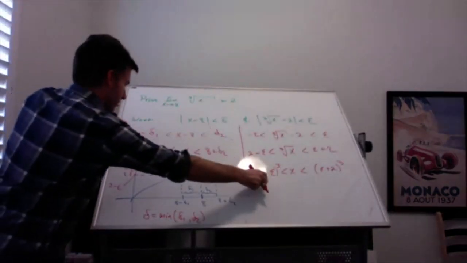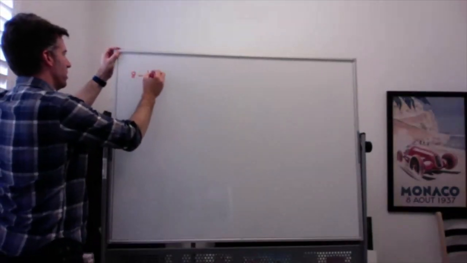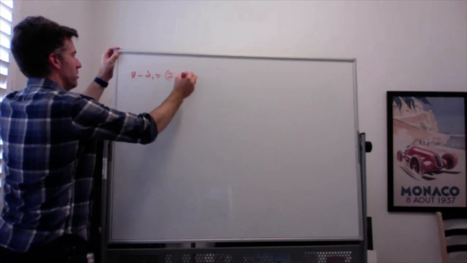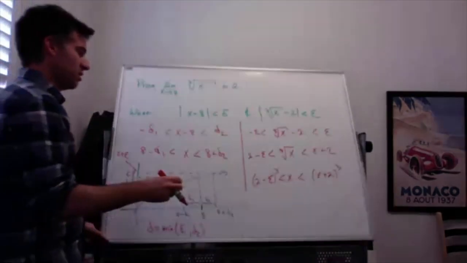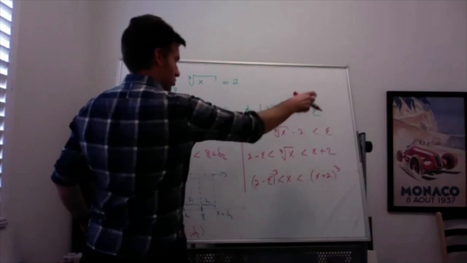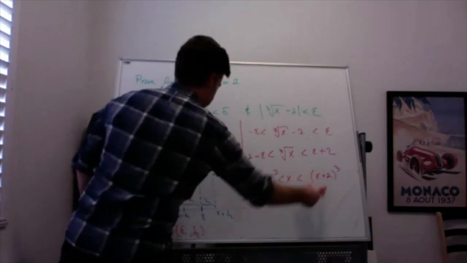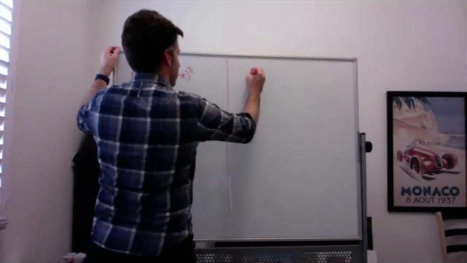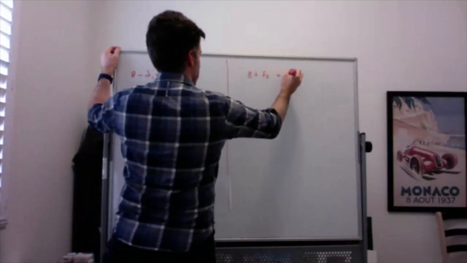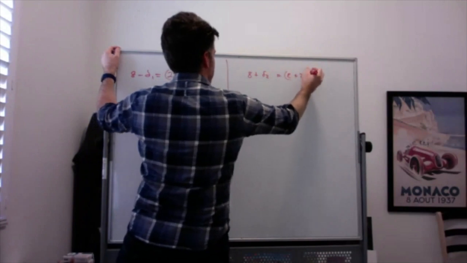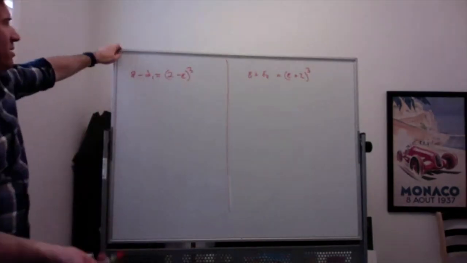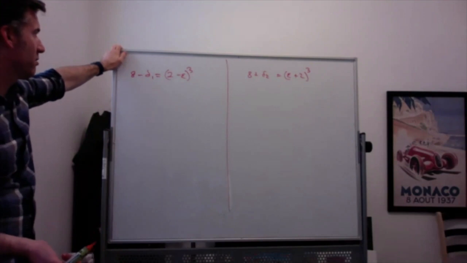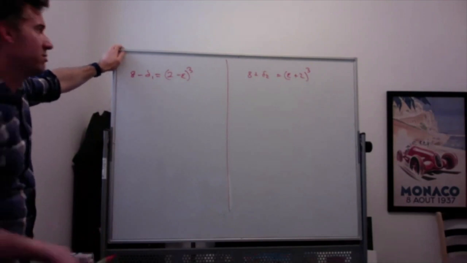So I already found this right then. So we're setting this equal to that. So 8 minus delta 1 equals 2 minus epsilon cubed. And we're setting this equal to that. So 8 plus delta 2 equals delta 1. And we're trying to solve for delta here. Okay, so that's not too hard.